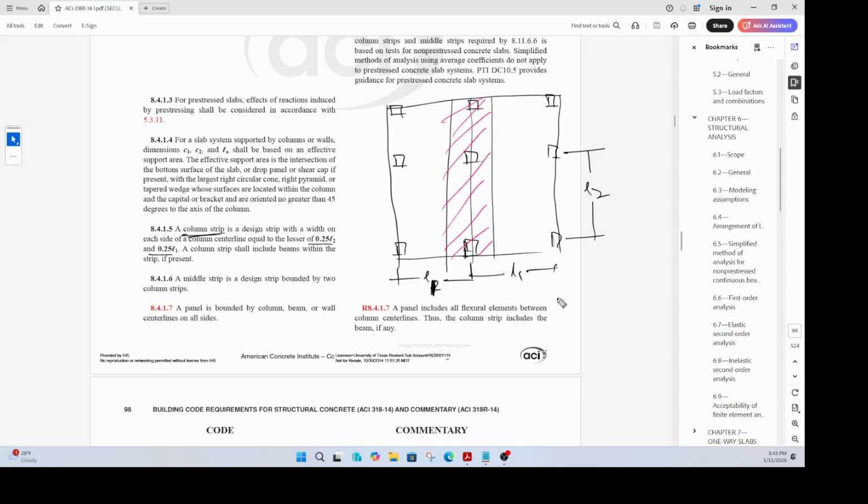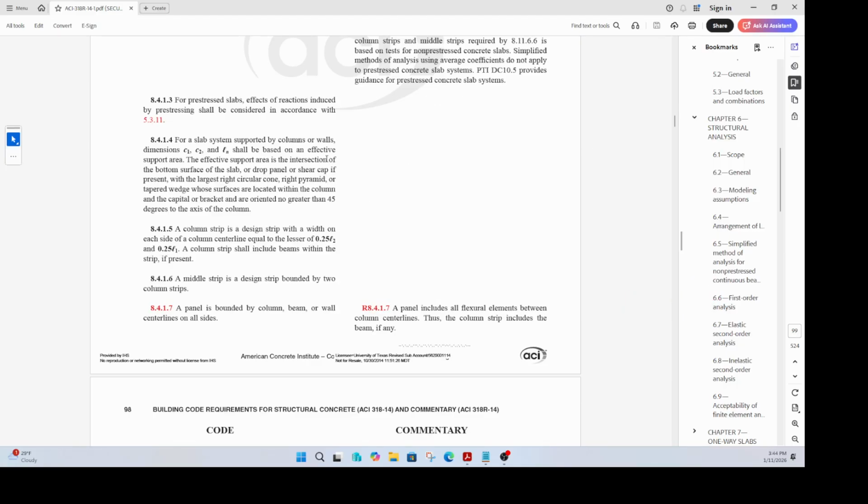You compare your L1 and L2, and you pick up your L value as the minimum of L1 and L2. Then this dimension, from here to here, will be 0.25 times that L value, and from here to here will also be 0.25 times the L value. That is how you decide the edge strip, and whatever is not the column strip becomes the middle strip.